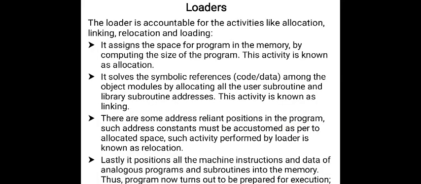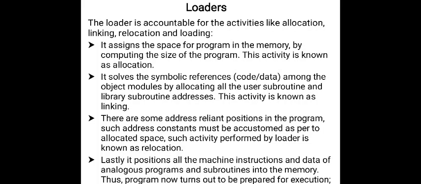Now let us look at the highlights or the major functionalities of a loader. The loader is normally accountable for 4 important activities, and those 4 activities are allocation, linking, relocation and loading. These are very fundamental and vital activities needed to be performed for our program execution. Now let us understand these 4 activities one by one.